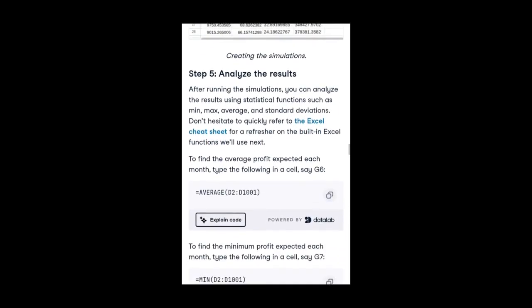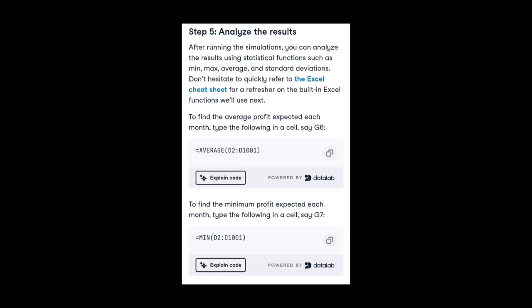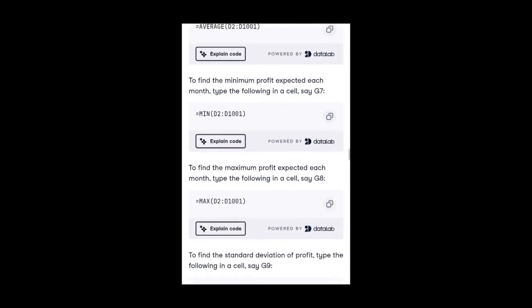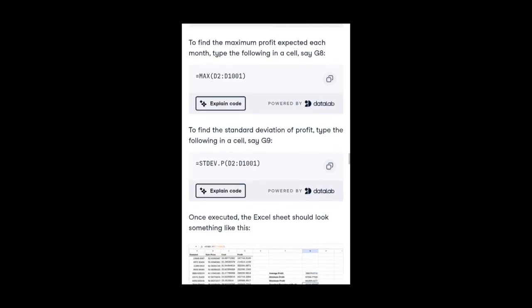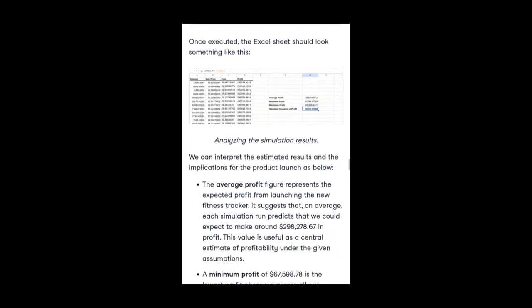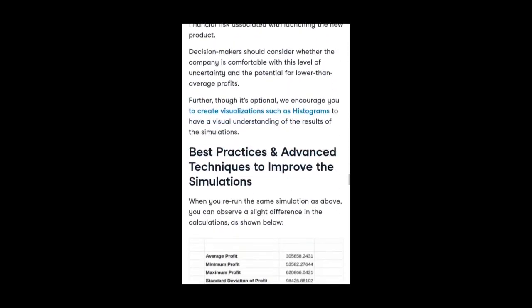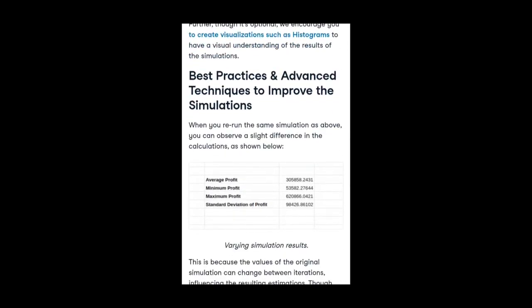Then finally step 5 is analyze the results. After running the simulations, you can analyze the results using statistical functions such as mean, min, max and standard deviation. Don't hesitate to quickly refer to the Excel cheat sheet for a refresher on the built-in Excel functions we will use next. So in this way we can find the average profit, minimum profit, maximum profit. In this way we got the answers like this.